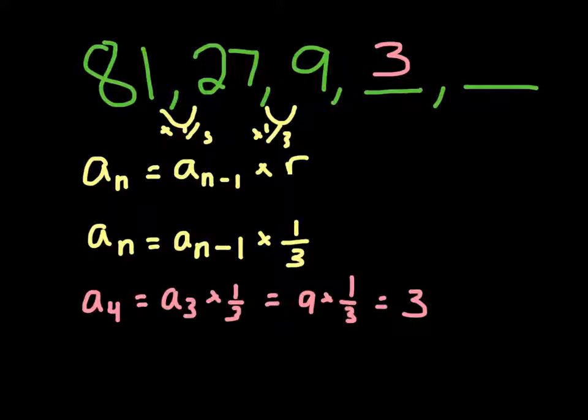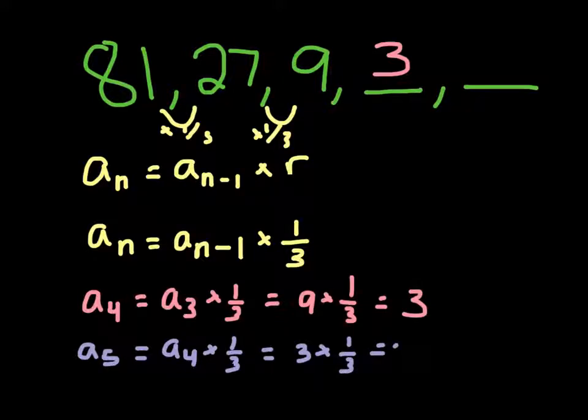Now let's say we want to find the fifth term in this series. So a of 5 is equal to a of 4 times 1/3, which is equal to 3 times 1/3, which is equal to 1. So this is how we use the recursion formula to find the next term given a previous term.